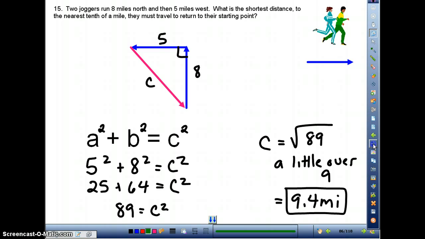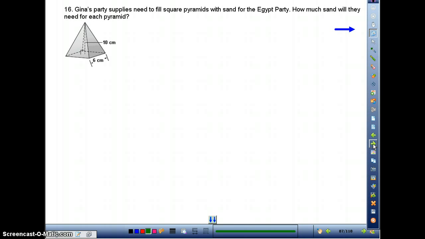Okay. Next question, number 16. Gina's party supplies need to fill square pyramids with sand for the Egypt party. Okay, that was a weird sentence. How much sand will they need for each pyramid?